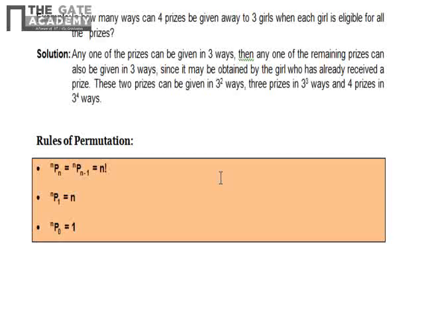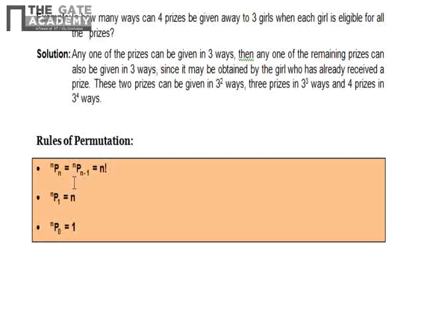Now since each girl is eligible for all the prizes, the second prize also you can give to any of the 3 girls. That means the second prize can also be distributed in 3 ways. Similarly for the third prize and for the fourth prize. That means all the prizes you can distribute in 3 ways. That means 3 into 3 into 3 into 3, 3 raised to 4 ways.